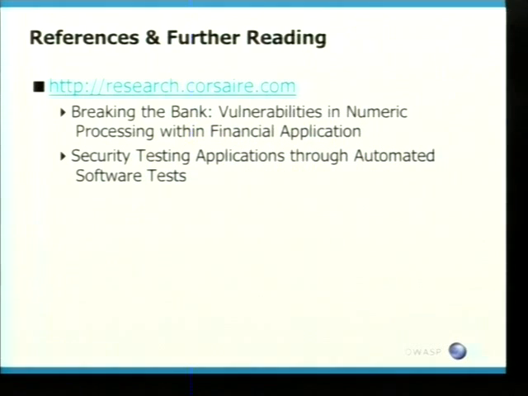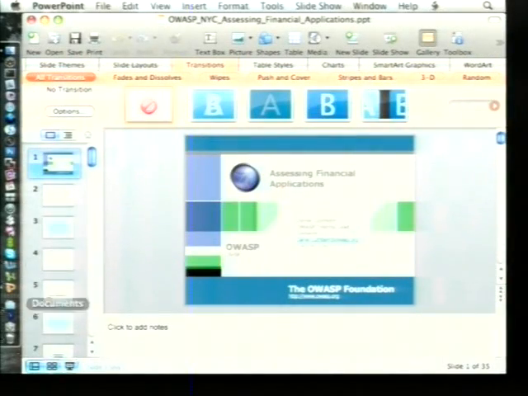We have actually got quite a few papers on the Corsaire website. The two I would recommend the most are Breaking the Bank: Vulnerabilities in Numeric Processing within Financial Applications, and Security Testing Applications through Automated Software Tests. They do go into a lot more technical detail about the concepts I've touched on today, and they're actually well worth reading, especially when you are looking at applications. And that's pretty much it.